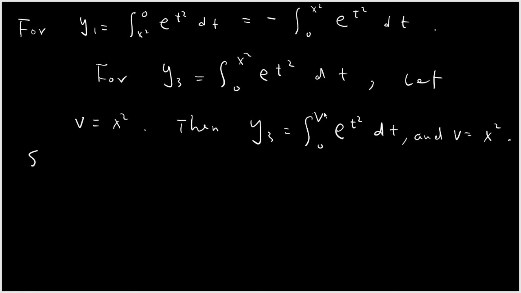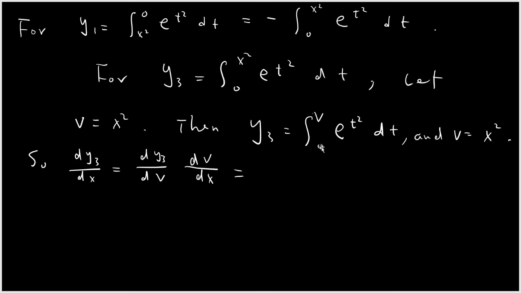So using the chain rule now, the derivative of y3 with respect to x is the derivative of y3 with respect to u, and with respect to v, and then times the derivative of v with respect to x. To differentiate y3 with respect to v, now we can use FTC, right?